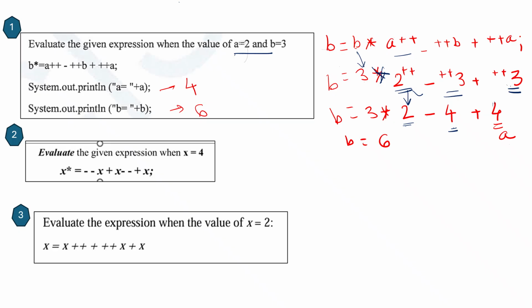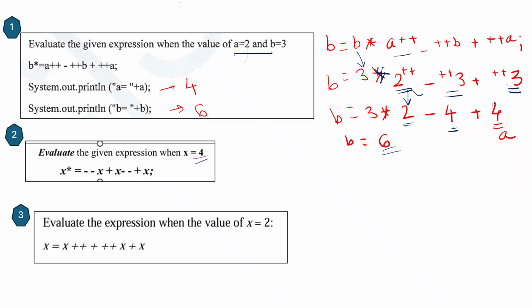So just try to remember B is 3 as it is, but when you do ++B, it will become an immediate increment, it will become 4. Same way, if you say A++, it will not impact A here. It will remain as it is, 2. Later on it will become 3, and ++3 will become 4. So your A will be 4, and once you evaluate this entire expression, B is equal to 6.